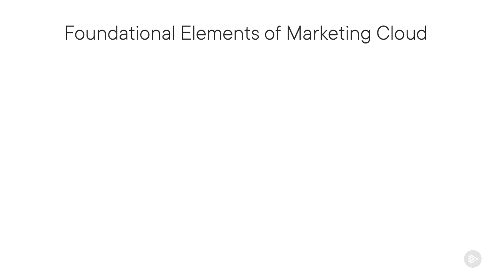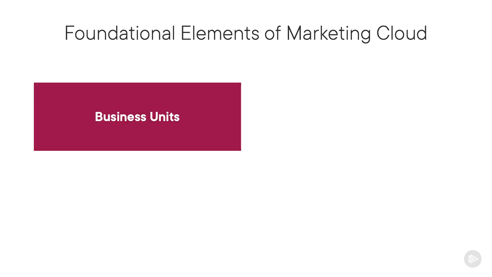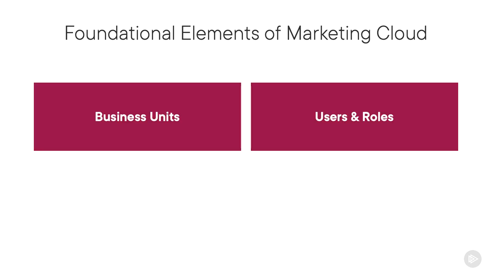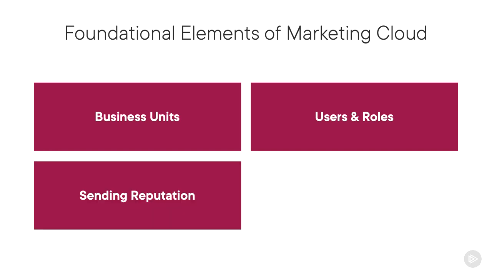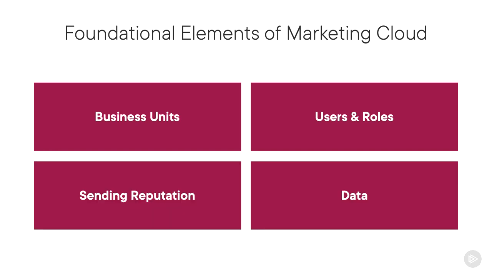So now that we have the basics of the platform and what apps are available to us, where do we actually get started? How do we make sure our foundation is set for success from day one? Well, there are 4 categories we'll discuss in a bit more detail in the following sections. We'll be discussing business units, users and roles, sending reputation, and data. So let's first dive into business units.